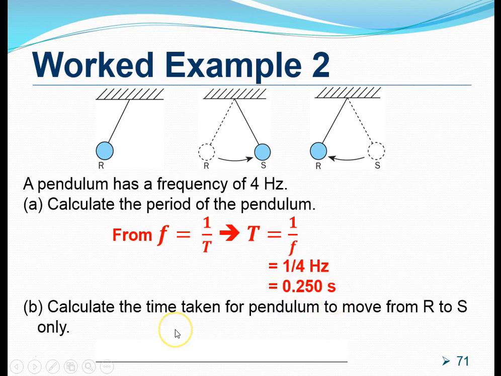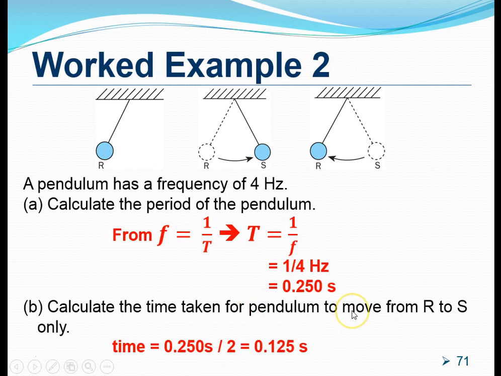Okay. For part B, what would therefore be the time taken for the pendulum to move from simply R to S? Again, let's recall, from R to S is simply half an oscillation. So since the period for one full oscillation is 0.25, the time taken for it to make half an oscillation is simply taking this number and dividing it by 2. So the time taken is none other than 0.125 seconds.